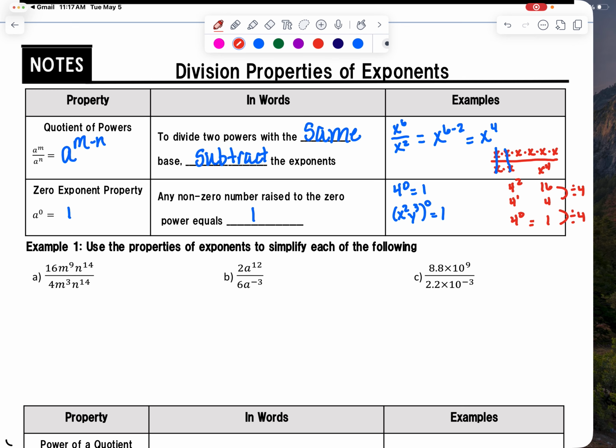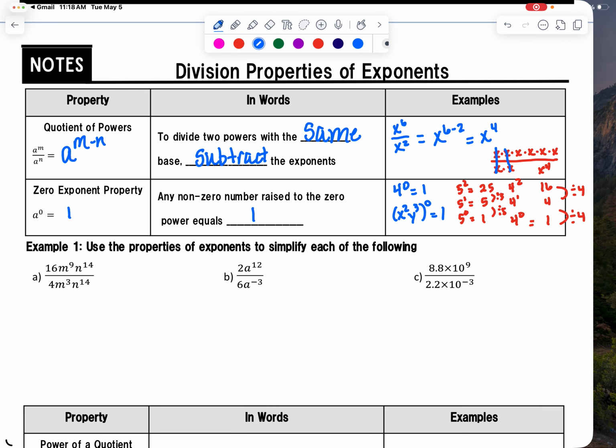Now you may think, does that only work for 4s? Well, let's talk about 5s. 5 squared is 25. 5 to the 1 is 5. So we're dividing this time by 5s. So 5 to the 0, divide by 5 again. 5 divided by 5 gives me 1. So anything to the 0 power will always be 1.